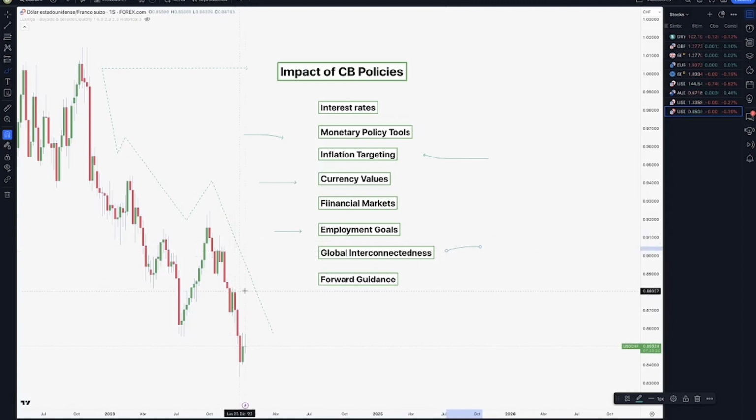And then we have forward guidance. Central banks provide guidance on their future policy intentions, so the clarity of this guidance can influence market expectations and investors' behavior. As I was telling you at the beginning, understanding the intricacies of central bank policies is very crucial for investors, businesses, and policymakers alike, as these policies shape the broader economic landscape overall.